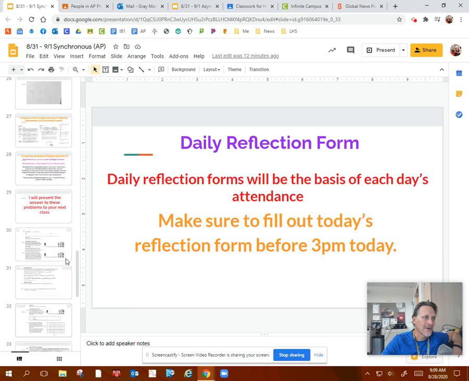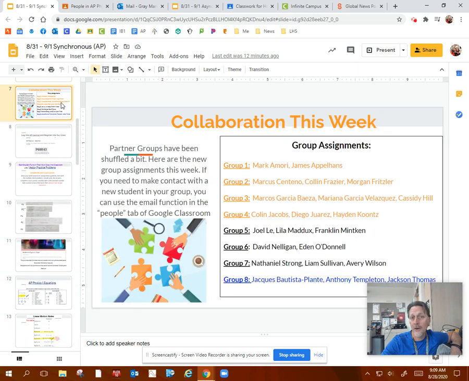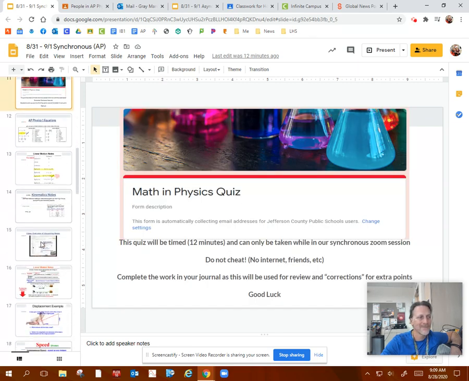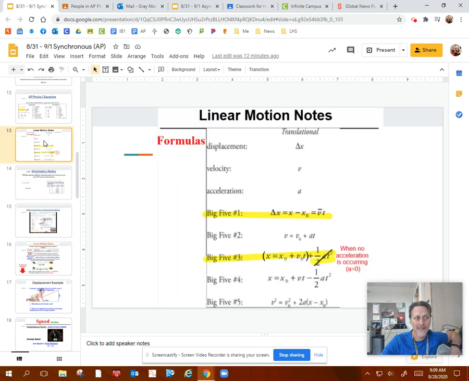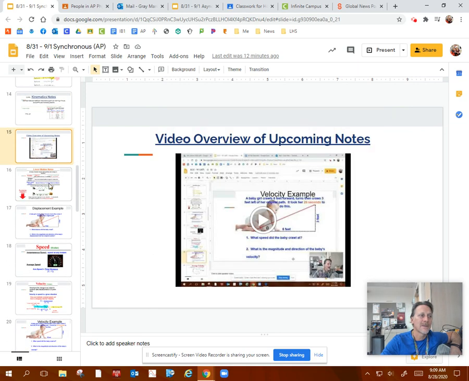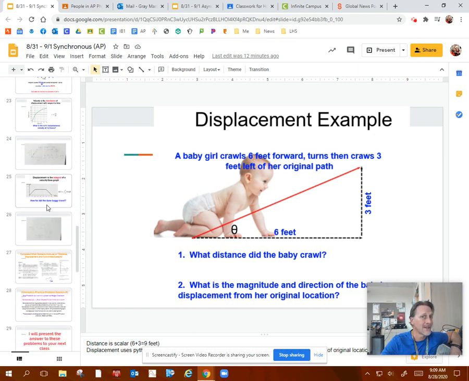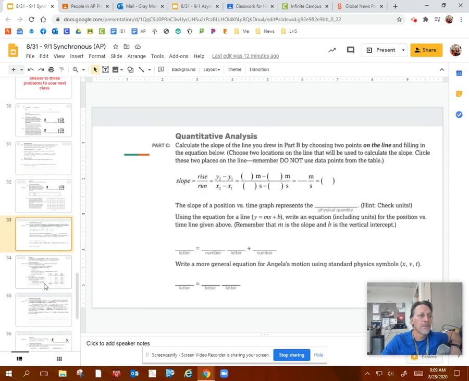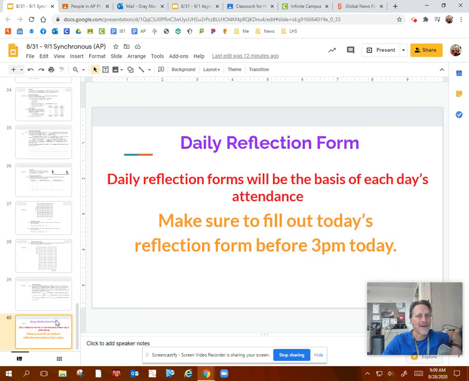Okay, so just a quick reiteration of what we're doing today. We are going to be forming some new partner groups, possibly getting some new partners, doing a little review around vector practice problems, taking a short quiz. We're going to be looking at some formula resources and some note resources, and then specifically digging into some notes that require some attention, and you should take those notes in your journal. Then we're going to be practicing some problems in our journal, uploading the picture of our problems into Google Classroom, and then filling out our daily attendance form.